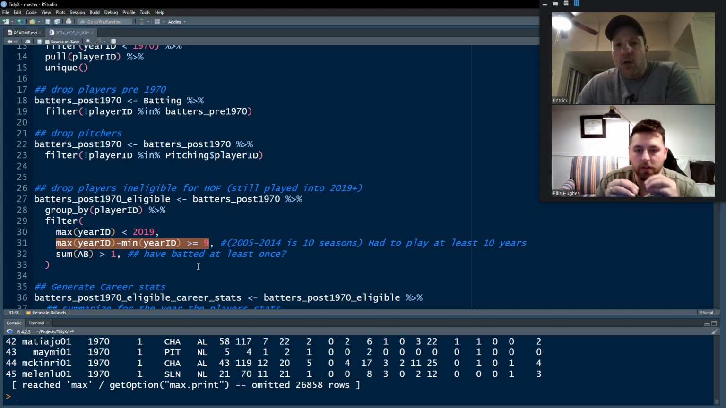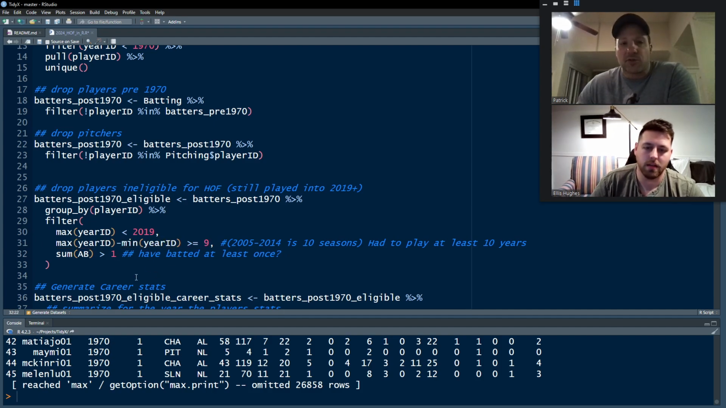In order to get voted into the Hall of Fame, they need to have played for at least 10 years. Oh, sorry, this wasn't the filter. Yes, that's right. Sorry, played for at least 10 years. That's max year minus min year needs to be greater or equal to 9.